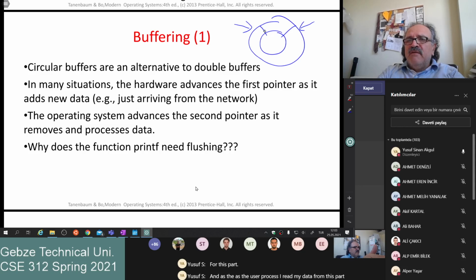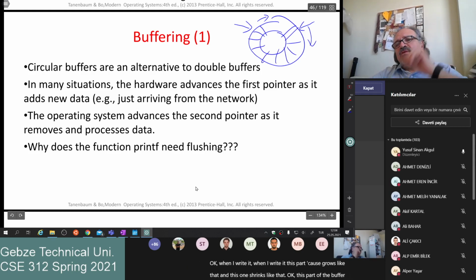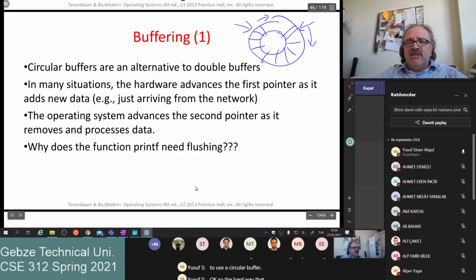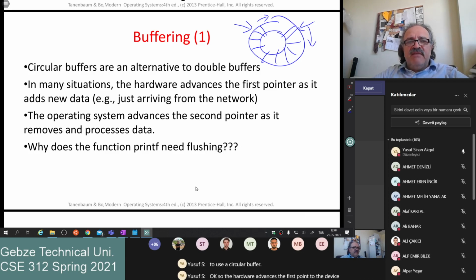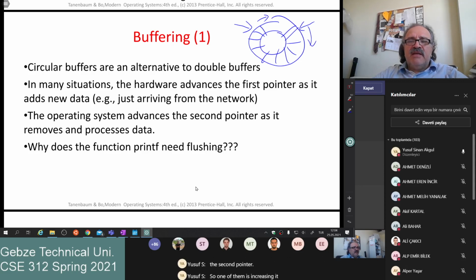When I write it, this part grows like that, and this one shrinks like that. This part of the buffer is full. It's a circular buffer. It's like a circular linked list. So instead of using double buffering, maybe it's a good idea to use a circular buffer. The hardware advances the first pointer to the device driver as it adds new data. The operating system advances the second pointer. So one of them is increasing from one end, and the other from the other end.